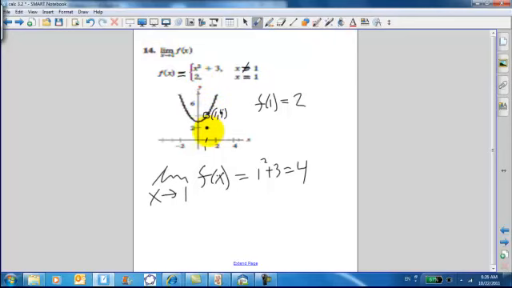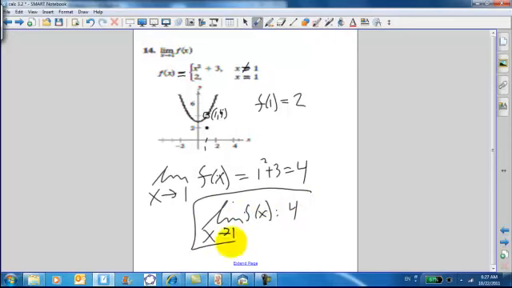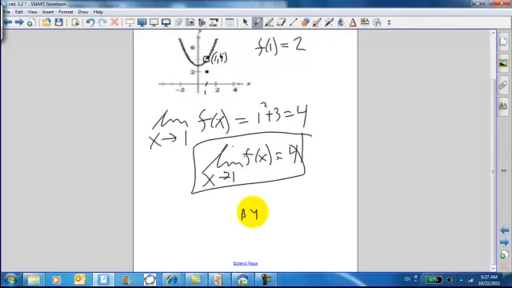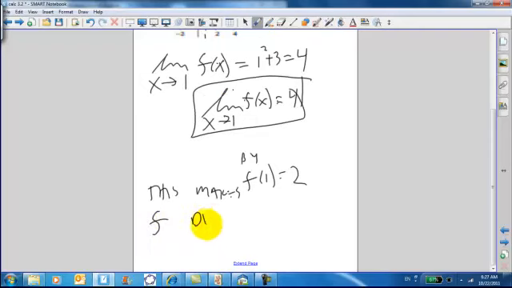But the function itself is defined as 2 at x equals 1. So we seem to have a disconnect here. The limit as x goes to 1 of f of x equals 4, but f of 1 is equal to 2. This makes f discontinuous at x equals 1.